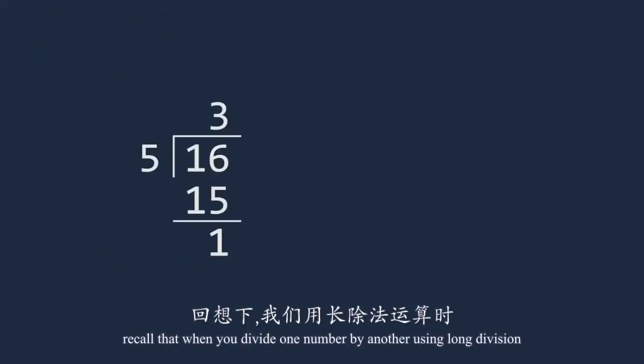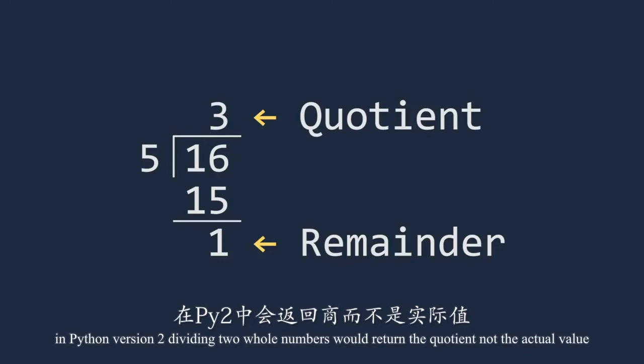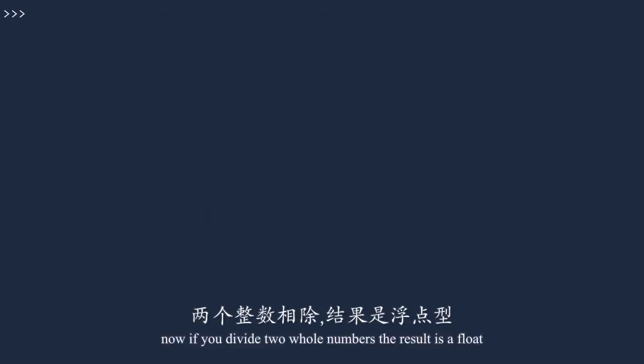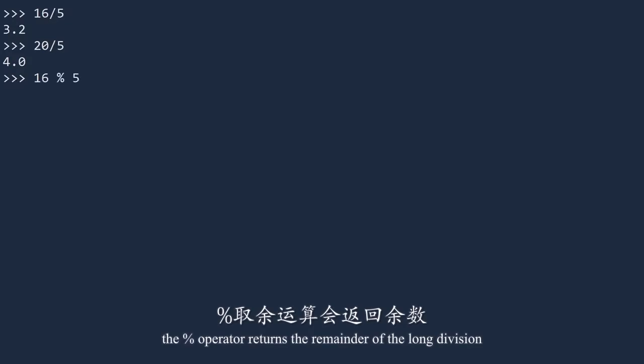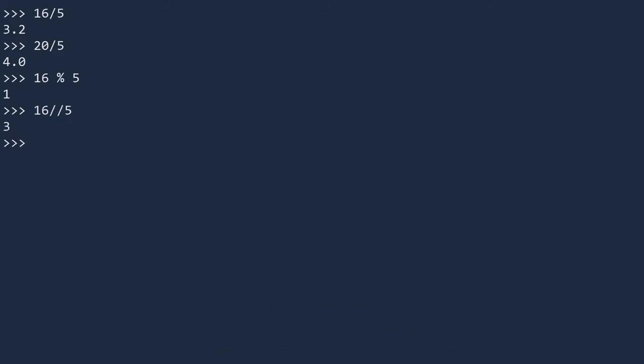Recall that when you divide one number by another using long division, you get 2 numbers, a quotient and a remainder. In Python version 2, dividing 2 whole numbers would return the quotient, not the actual value. This has been changed in Python 3. Now, if you divide 2 whole numbers, the result is a float. Even if there is no remainder, the value is still a float. The percent operator returns the remainder of the long division. And if you want the quotient, you use a double division symbol.